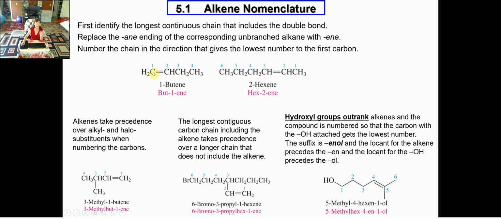You start with the double bonded carbon. And then this double bond is located between 1 and 2. You call it 1-butene. 1-butene is derived from butane. You change the A-N-E to E-N-E. Also, you can call it but-1-ene.